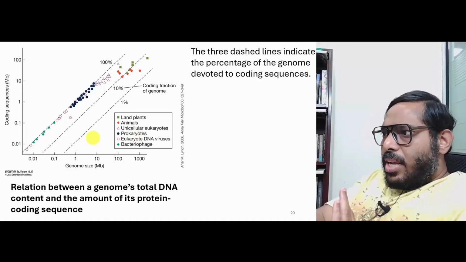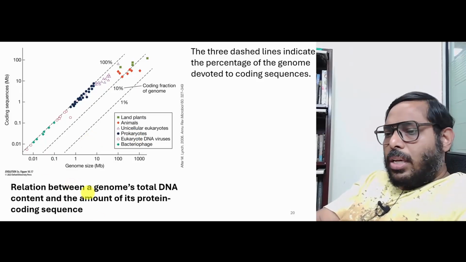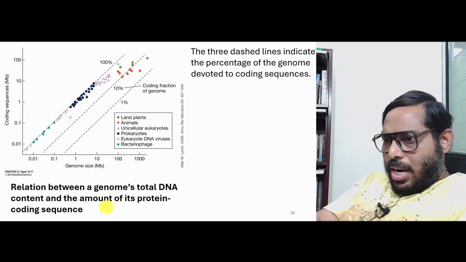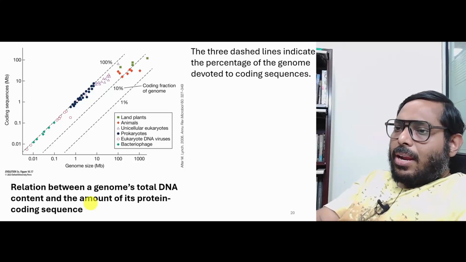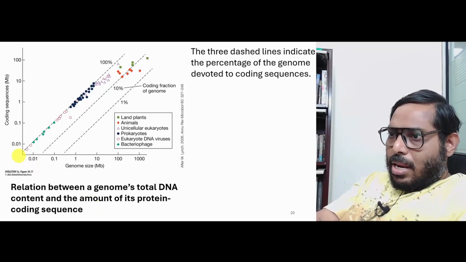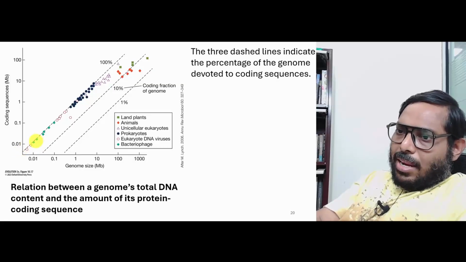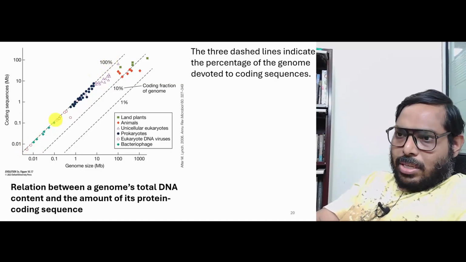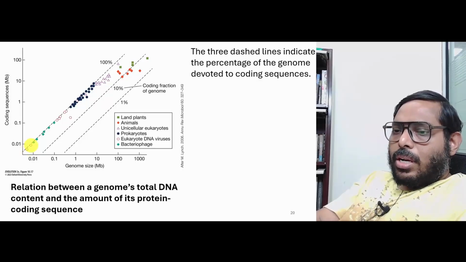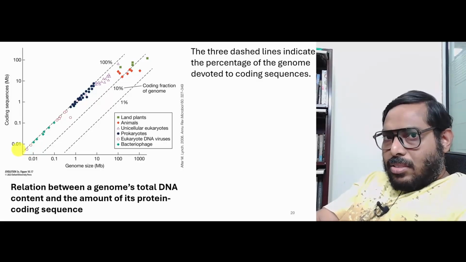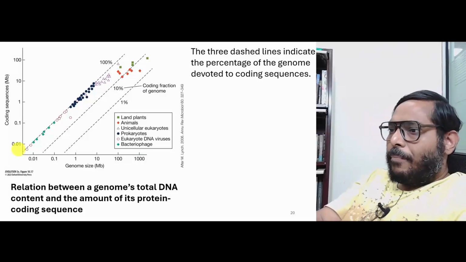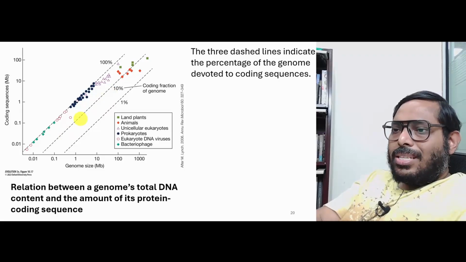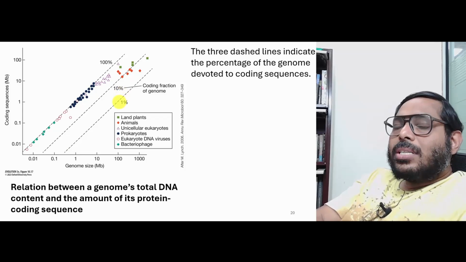So, this is a very interesting graph. It shows us the relationship between a genome's total DNA content, the genome size, and the amount of its protein coding sequence. There are 3 lines over here. This line is for 100%, which means that if a point is on this line, then for that organism 100% of its genome is coding sequence. This line over here is 10% coding sequence, and this line is 1% coding sequence.